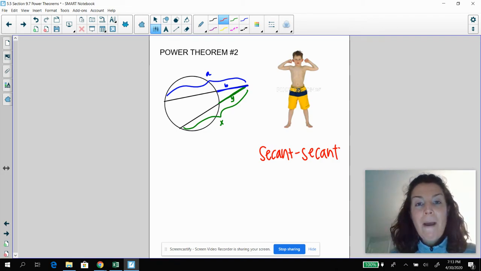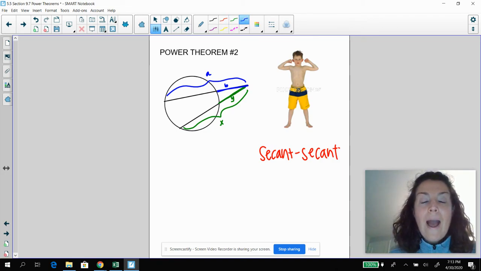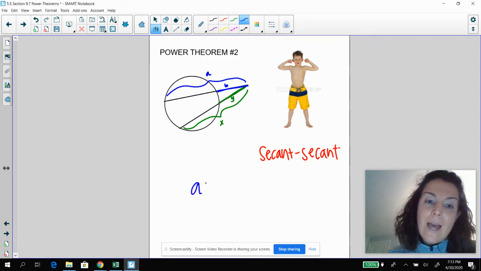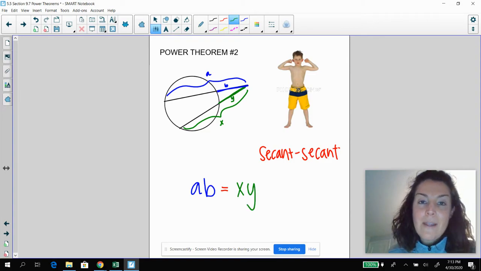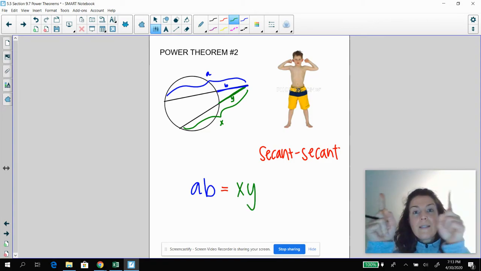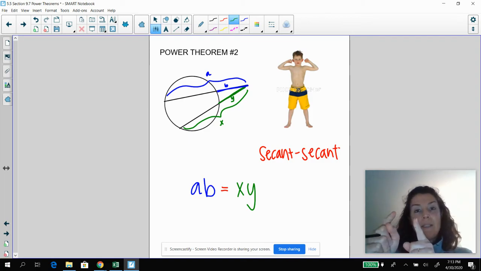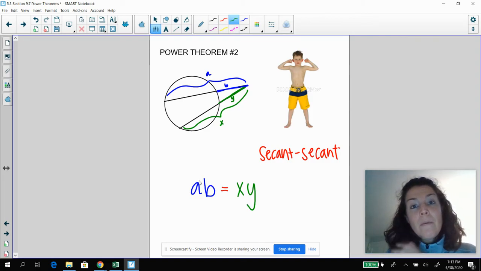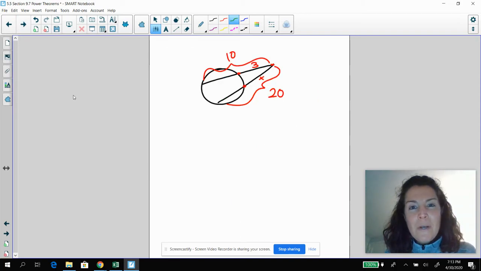So here's the power theorem, and it's pretty wild. So I know that the product of the whole secant times the outside is equal to the product of the other entire secant times the outside. So the whole thing times the outside equals the whole thing times the outside. That's power theorem number 2. All right. So let's see this one in action.